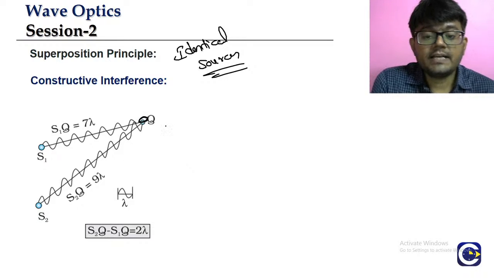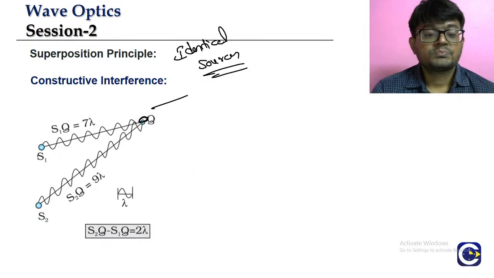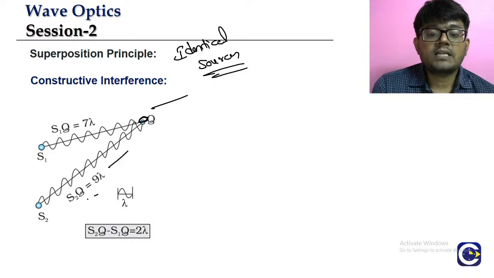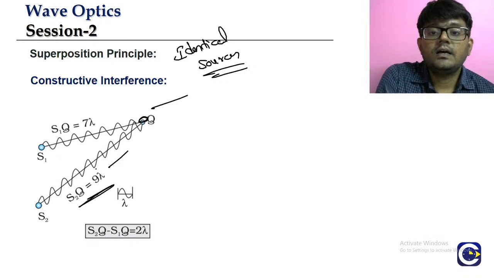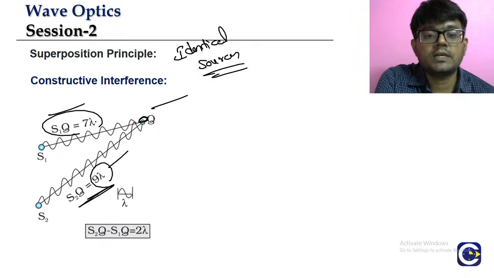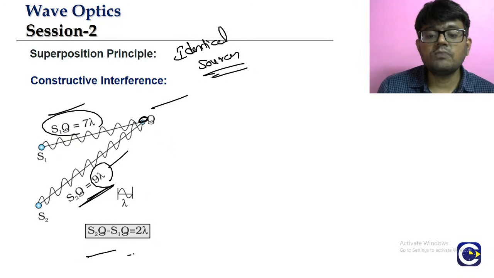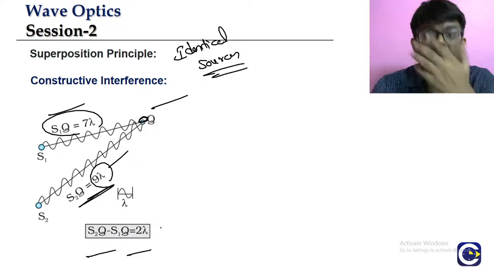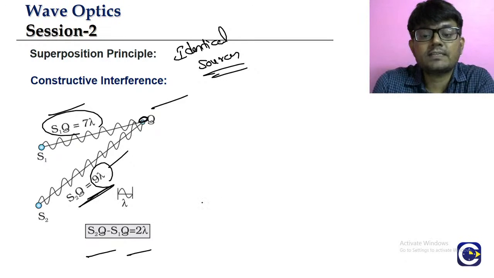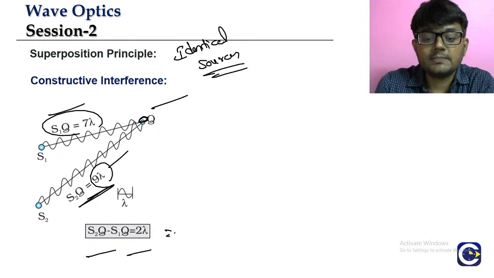When you see here there is a point Q we are marking. What is the path covered from source 2? It is 9 lambda. Path covered by the wave coming from source 1 is 7 lambda. So you can see the path difference coming as 2 lambda.